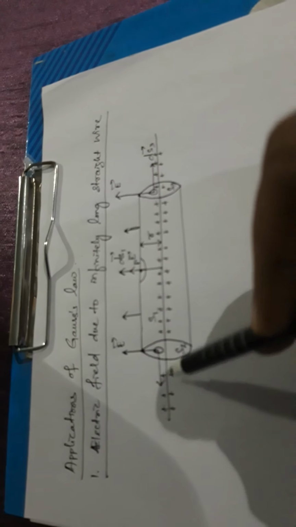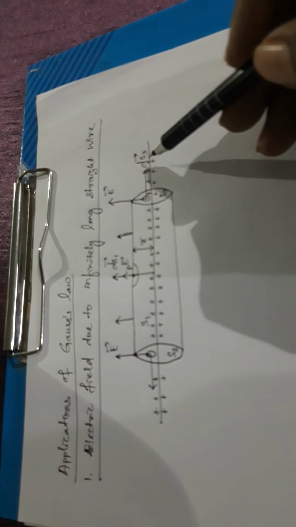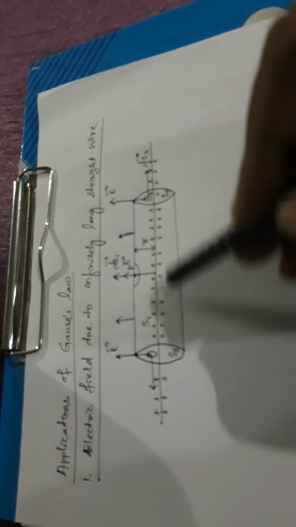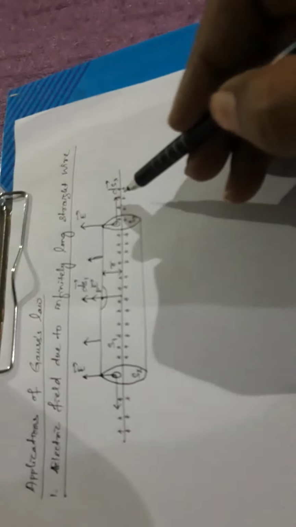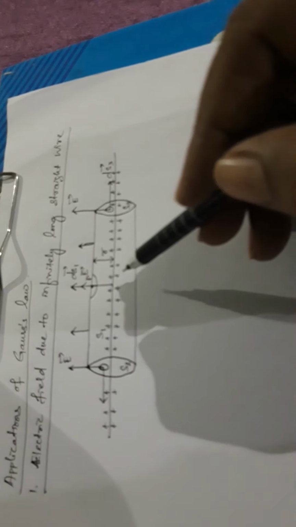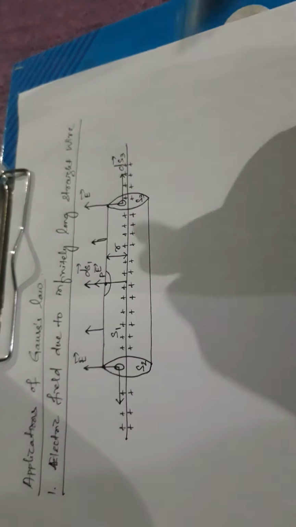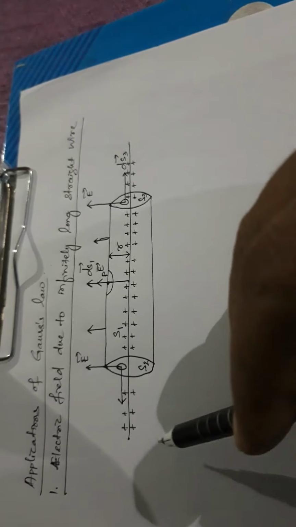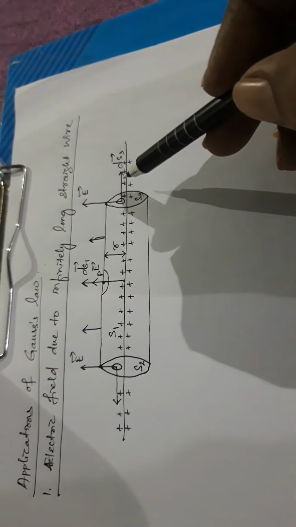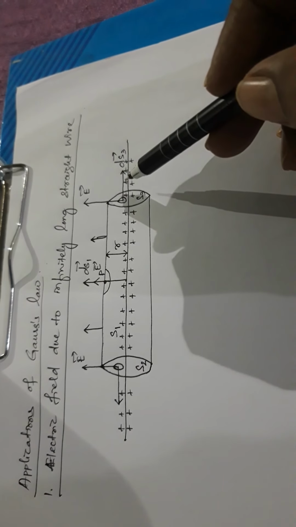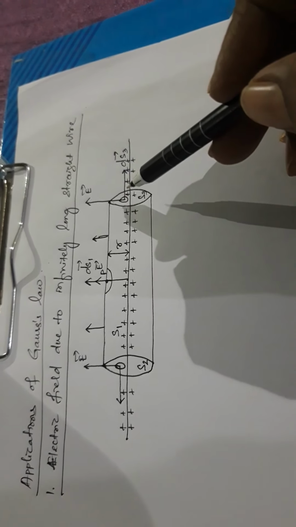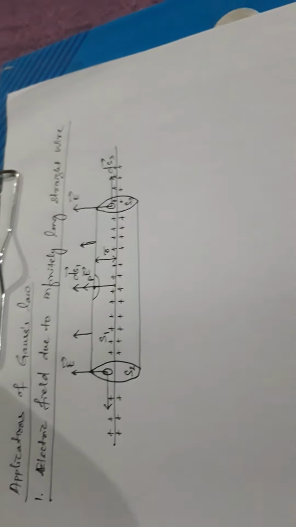A long wire is taken on which the charge Q is distributed. This is called a continuous charge distribution. The charge is not discrete or discontinuous. So that's why it is a continuous charge distribution, or since the charge is distributed on a line, it is called linear charge distribution.